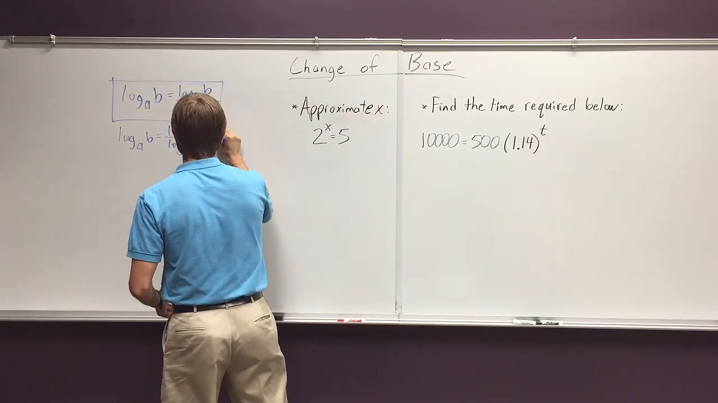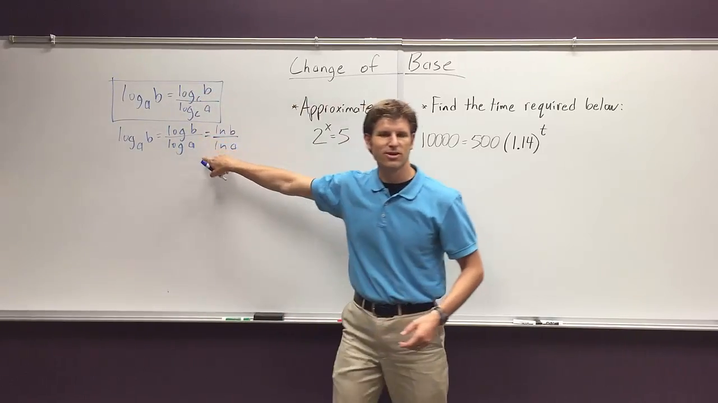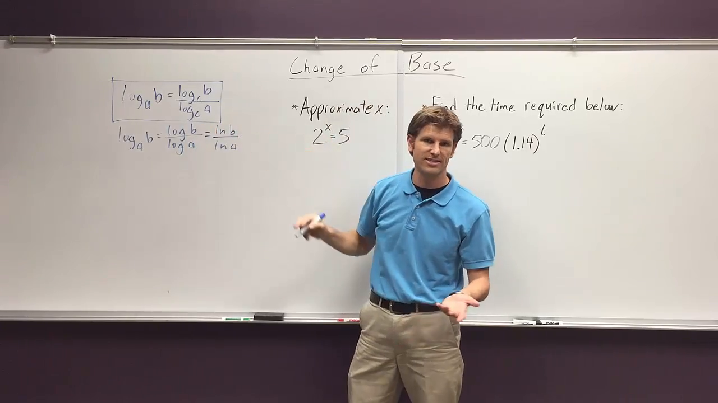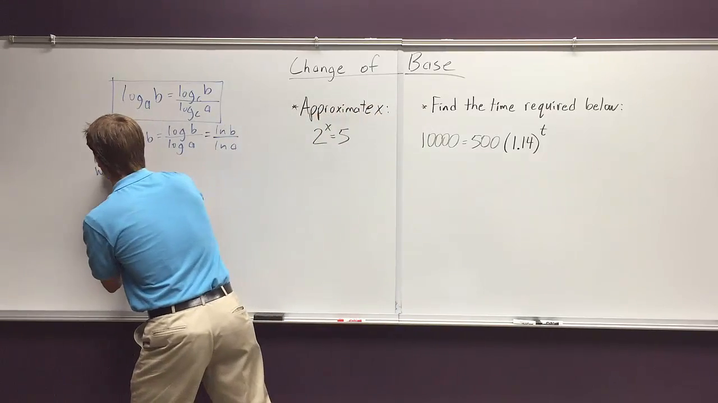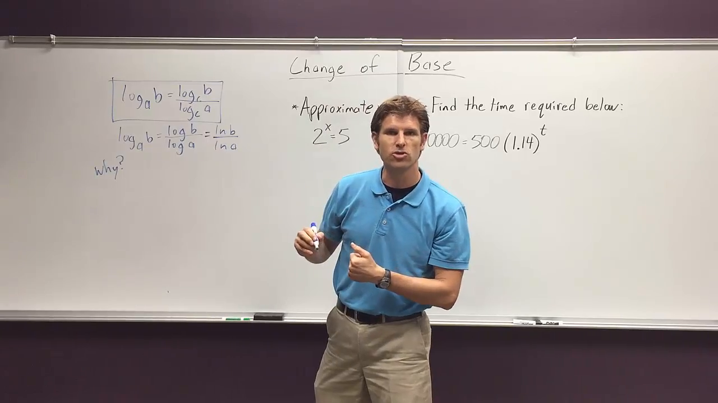Or you could say natural log of b over natural log of a. And just for kicks, you might pick a b and an a, and see that these are actually the same value. Now, why would that be true? Let's just take a quick moment and ask, why would this equation be true?